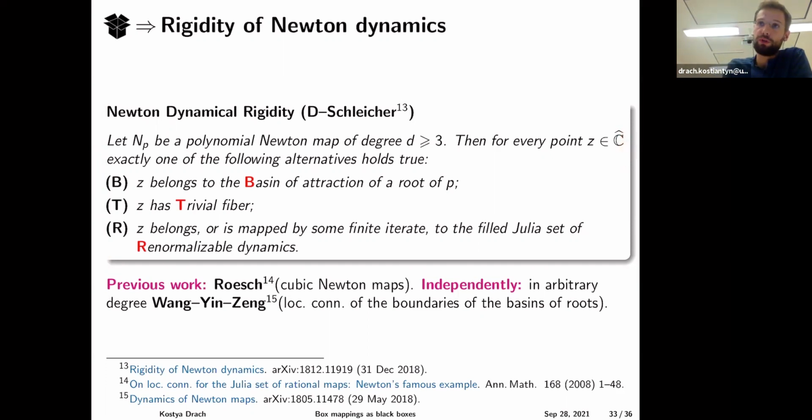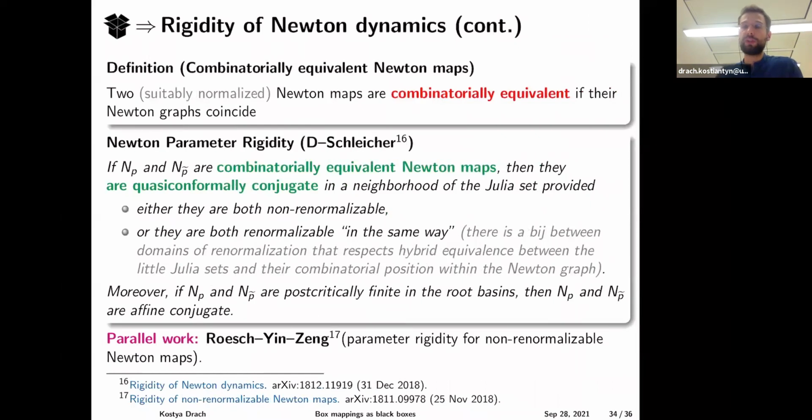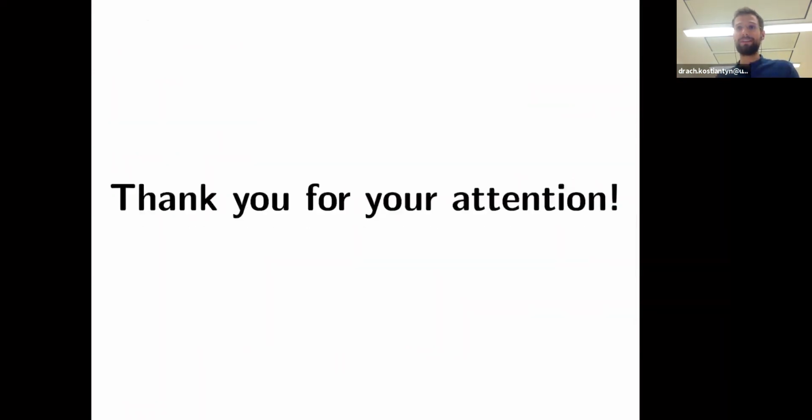We can show that for an arbitrary Newton map, we have either a point converging to a root, as it should, or the orbit is uniquely distinguished. We have triviality of fibers, or this point maps to some renormalizable dynamics. And in the same way we can prove parameter rigidity, which says that we can promote combinatorial rigidity of Newton maps to quasi-conformal rigidity and affine rigidity. This is an example of how this machinery can be applicable. I think I'm running out of time, so I thank you for your attention.